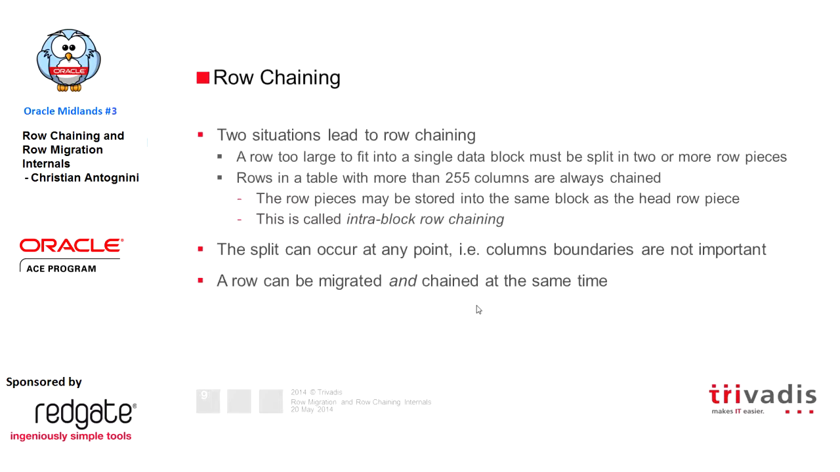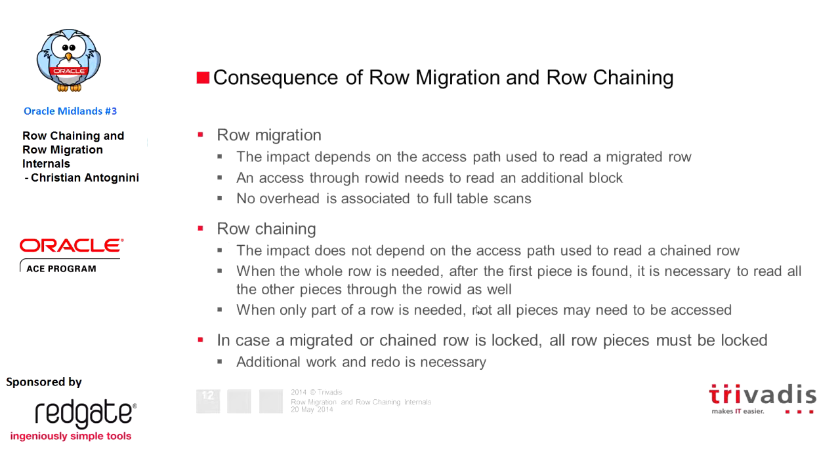And of course, a row can be migrated and chained at the same time. You can imagine the migrated row we have seen before, which was migrated to one block, and then you update the migrated row again so that it doesn't fit in one block, so they start chaining it. So we have a migration and then a chaining. And there is no limitation here.